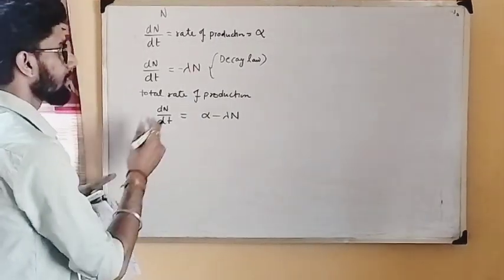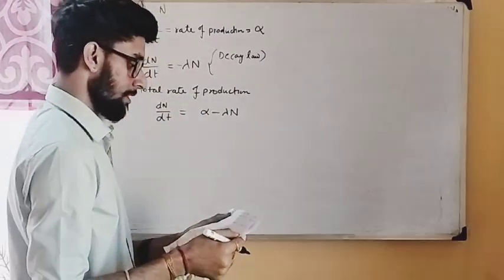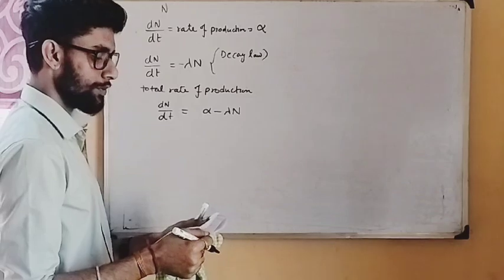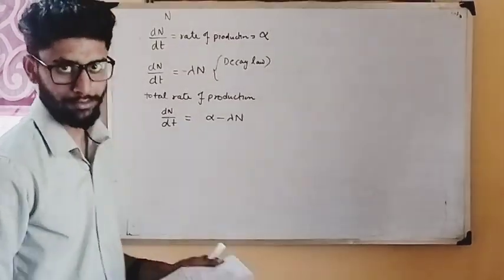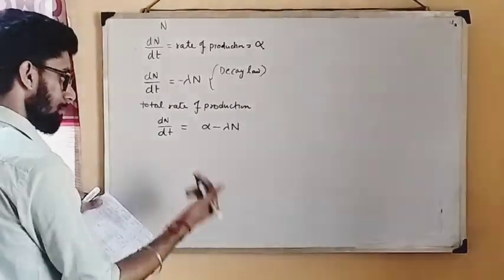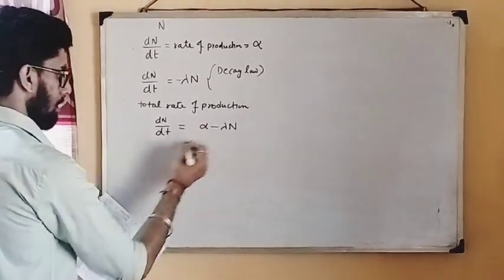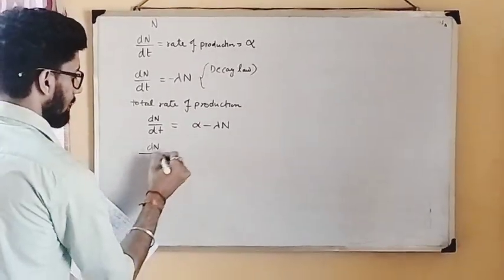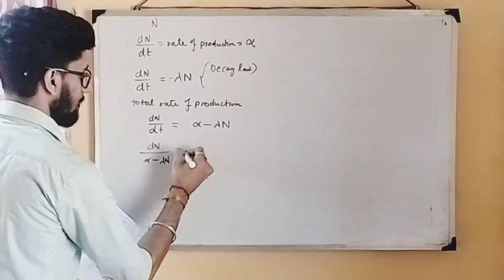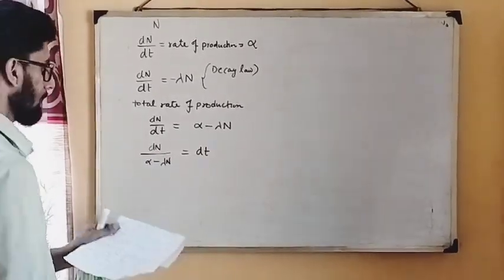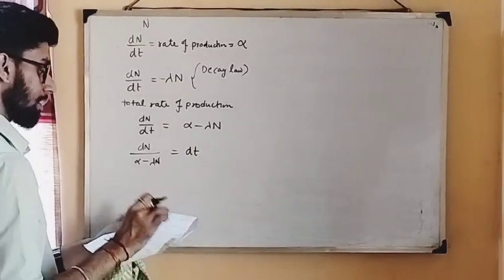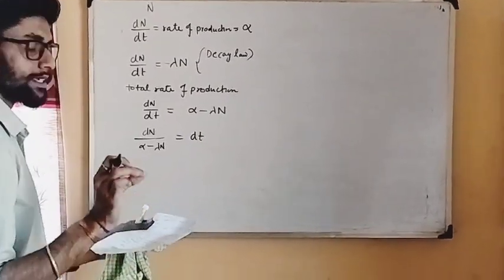Now in the question, we have to calculate the number n of nuclei of A at time t. At some particular time t, we have to calculate the number of nuclei. How are we going to find it? Simply by the variable separable method. What we will do? dn by alpha minus lambda n is equal to dt. Now we will integrate it for some time t, but as it is given that at time t equal to 0, the number of nuclei is n naught.